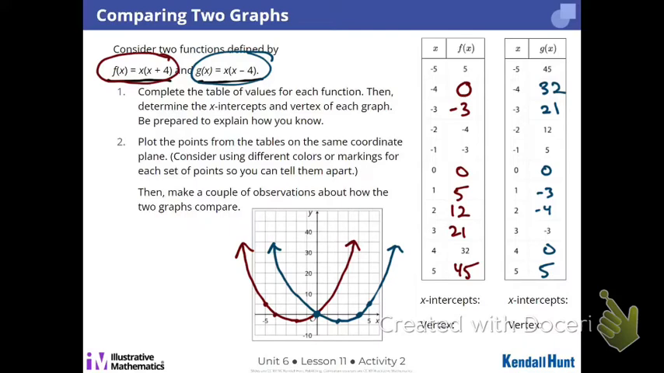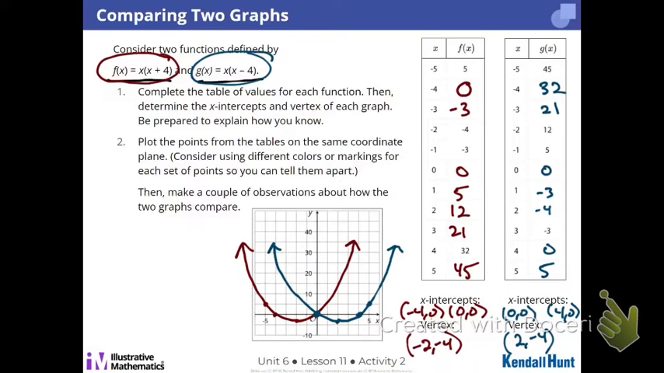So let's start writing our stuff, like our x-intercepts. Our x-intercepts for f of x were negative 4, 0 and 0, 0. And what was our vertex? Negative 2, negative 4. Okay. And then for the blue, our x-intercepts were 0, 0 and 4, 0. And our vertex was 2, negative 4.